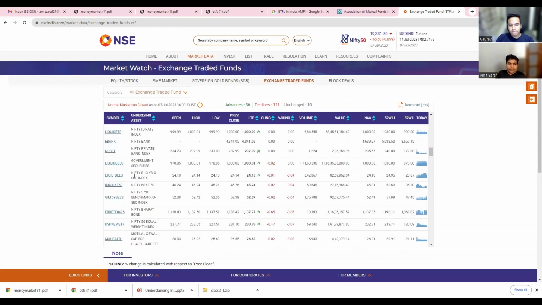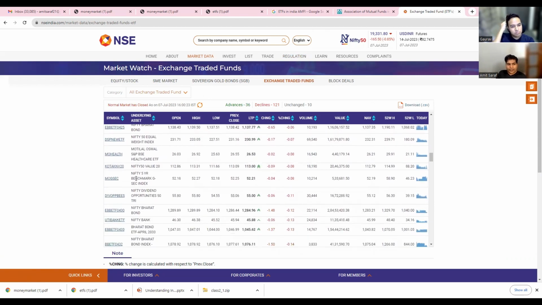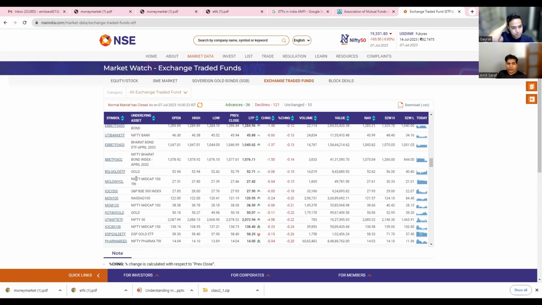You can see that the Kotaks and the ICICIs, etc., are all providing different kinds of ETFs. Obviously, when they provide ETFs, they charge a small management fee, and that is the earning. That is why these financial institutions keep on issuing such ETFs.